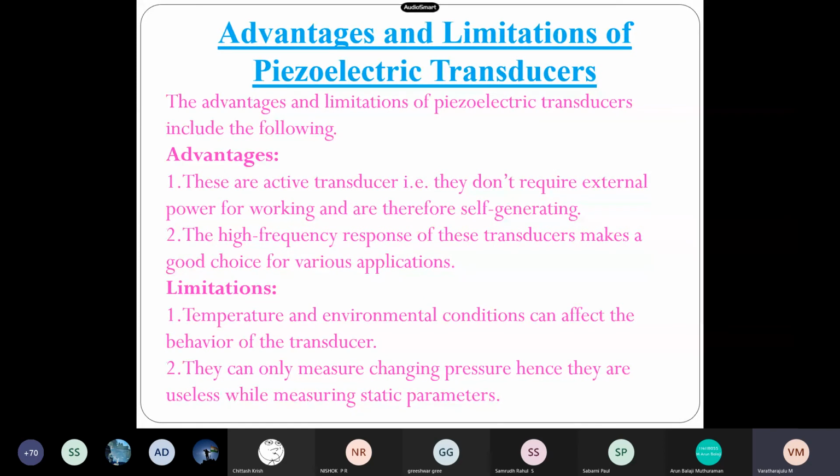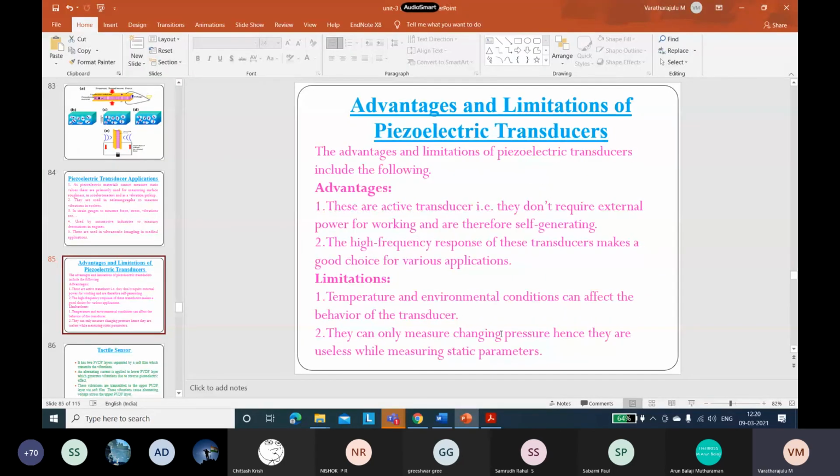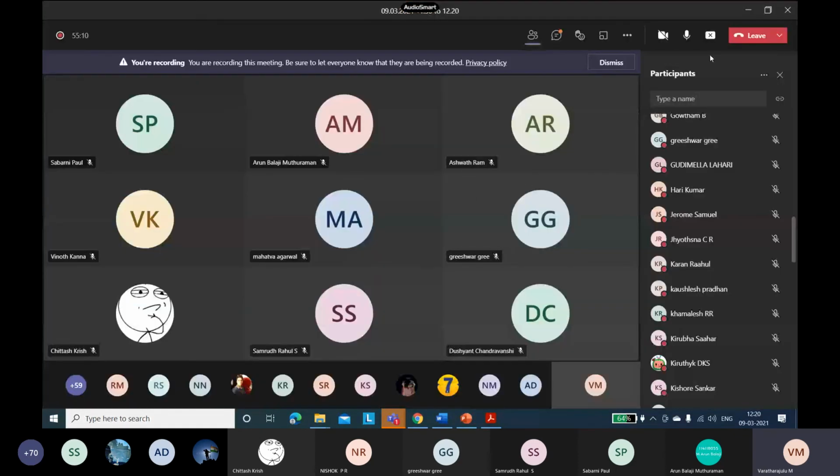What we have seen today, we have discussed four different sensors. One is LVDT, the second one is capacitive proximity sensors, the third one is inductive proximity sensors, and the fourth one is photoelectric proximity sensors. At the last, the fifth one, we discussed piezoelectric transducers, and we discussed the advantages as well as the disadvantages. Do you have any doubts with these slides?